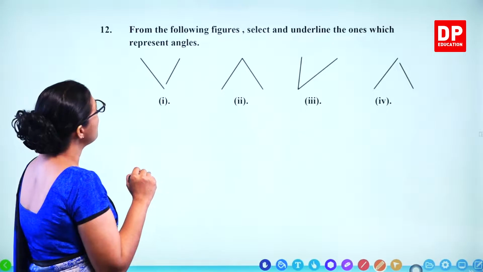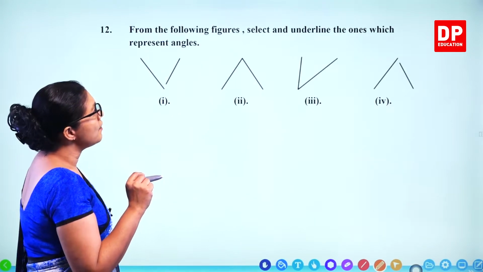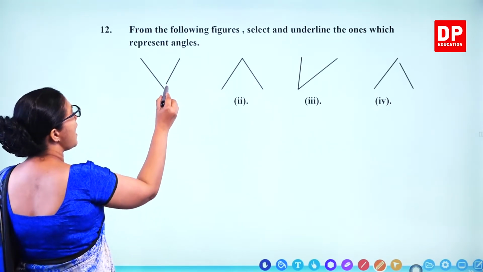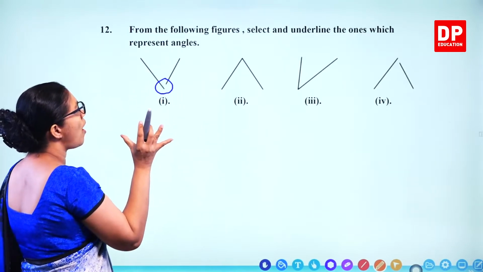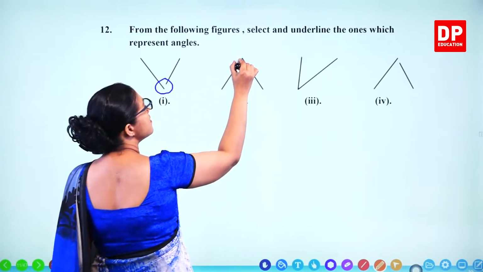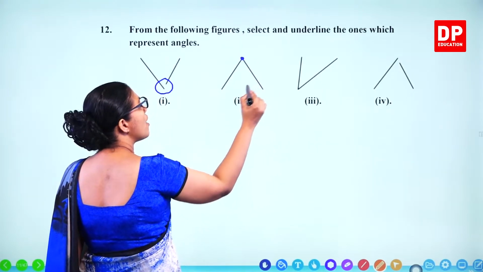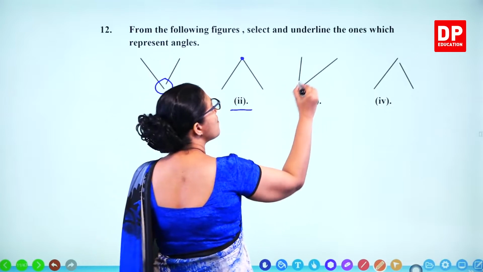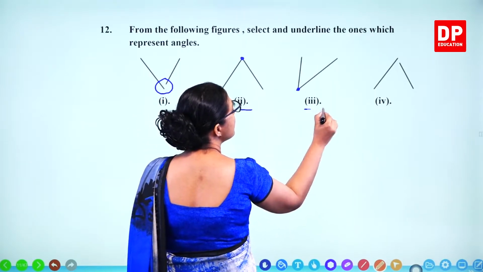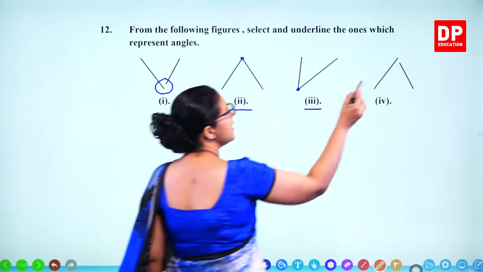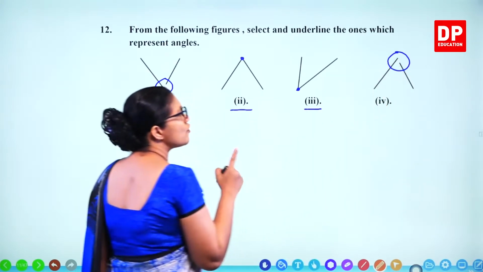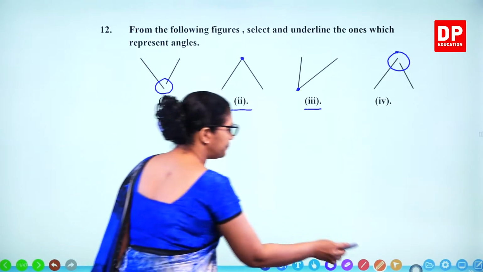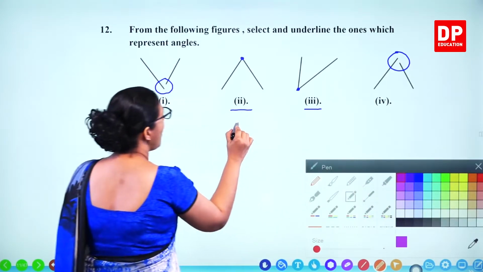Question number 12. From the following figures, select and underline the ones which represent angles. This is not an angle. There's a gap in between 2 arms. This is a vertex point and 2 arms. That's an angle. 2 arms and vertex point is there. That's an angle. But here there's a gap. So there's no vertex. So only 2 and 3. 1 mark each.